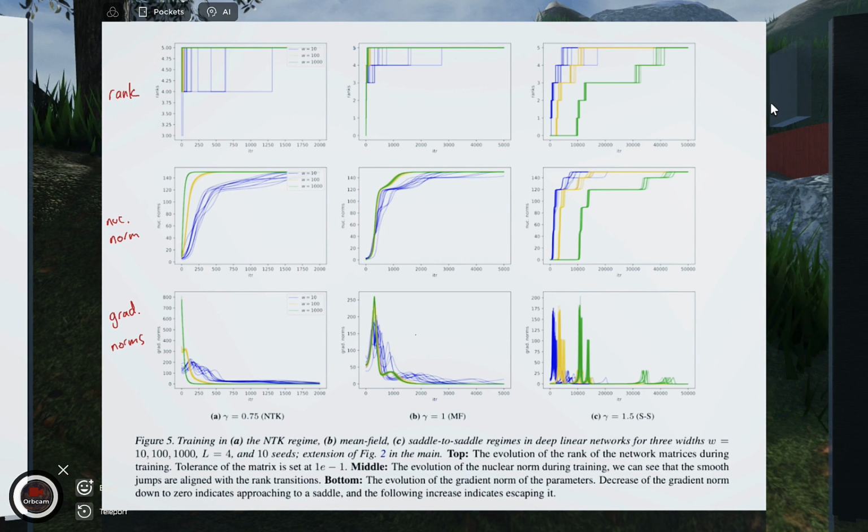And the same is true in this continuous relaxation of the rank. So here it's kind of weird. You're already close to full rank, and you see fewer of these steps. But in the nuclear norm, it becomes clearer. But again, for these wider networks, it's in the NTK regime, so the dynamics aren't really interesting, and it just converges linearly. And in terms of the gradient norms, the thing to point out is that they spike right as you're going through this transition.